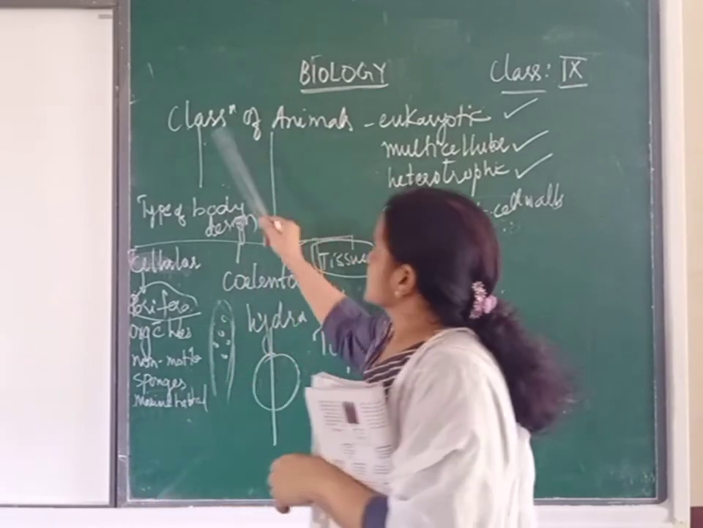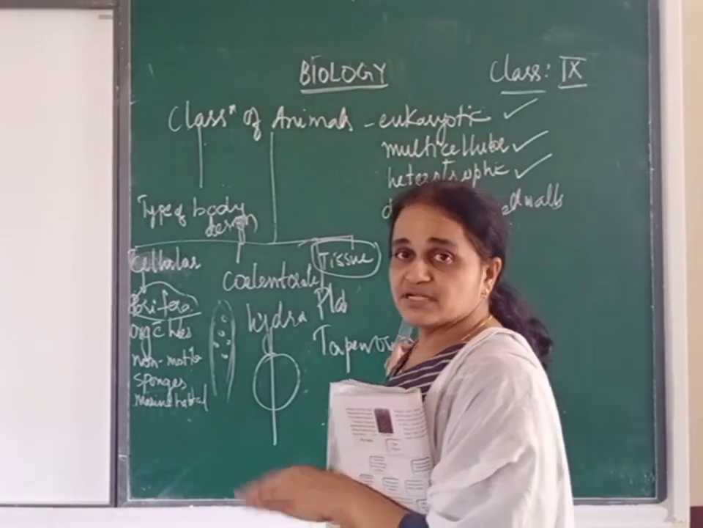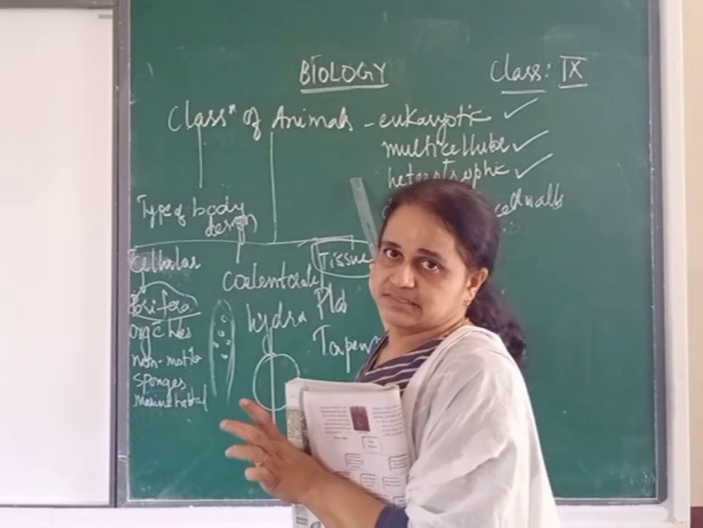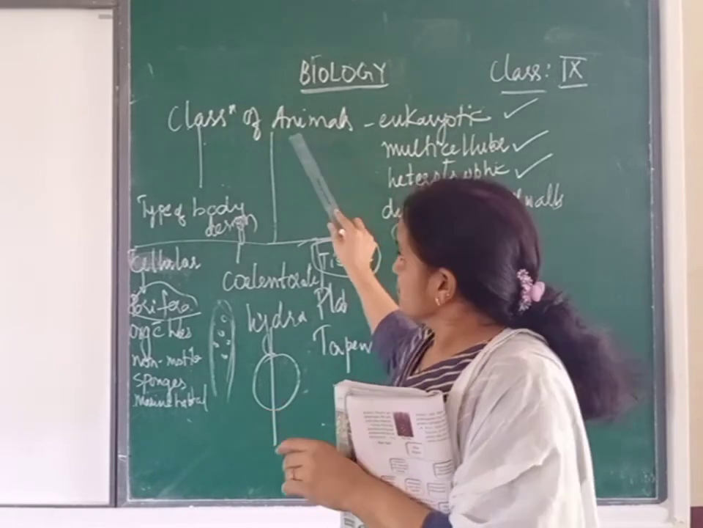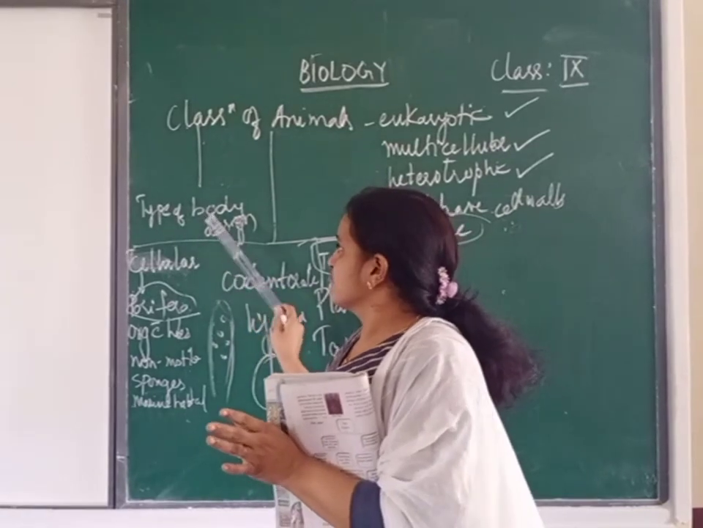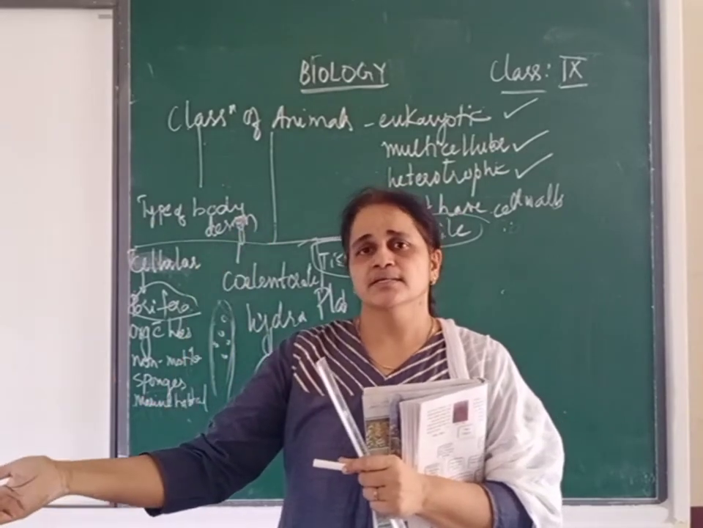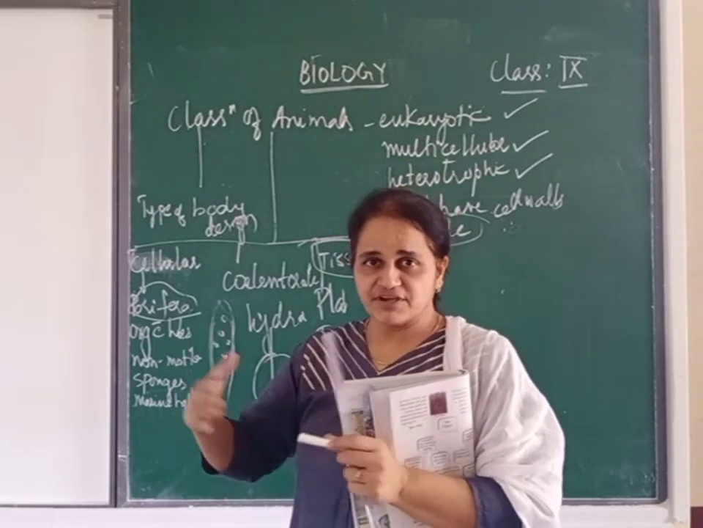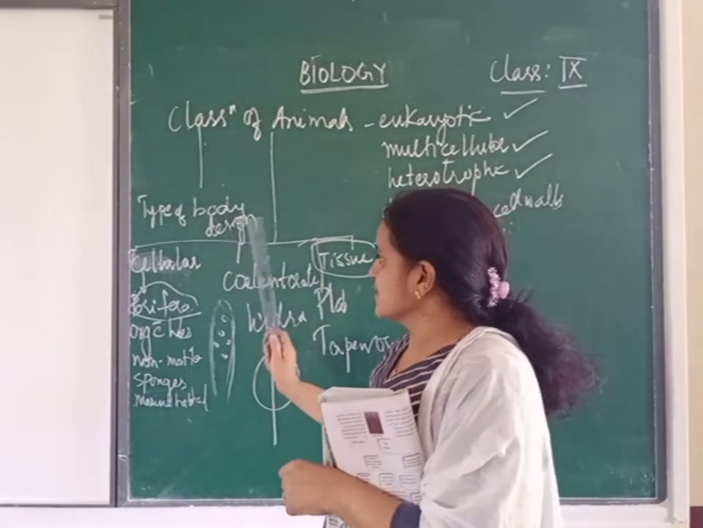So now we will start the classification of animals. You saw the characters, properties of animals. What are the main characters of animals? So now we will see what is classification. Classification is based on the type of body design. Like in humans we say he is tall, he is short, he is dark, he is fair. So how do you classify? Classify means differentiate.